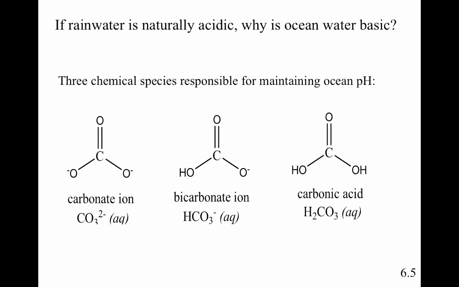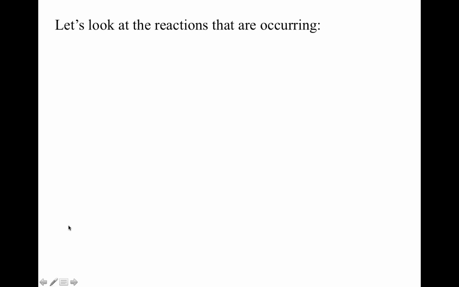If rainwater is naturally acidic, then why is the ocean water basic? There are three chemical species that are largely responsible for maintaining ocean pH, and these are carbonate ion, bicarbonate ion, and carbonic acid. These species together form a buffer system, and a buffer system maintains the pH and makes it fairly resistant to changes. So let's look at the reactions that are occurring.